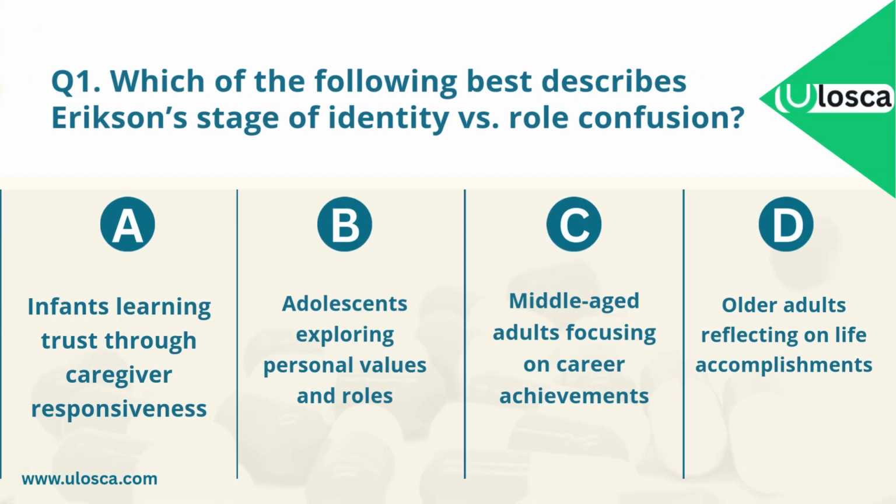Question 1. Which of the following best describes Erikson's stage of identity versus role confusion? A. Infants learning trust through caregiver responsiveness. B. Adolescents exploring personal values and roles. C. Middle-aged adults focusing on career achievements. D. Older adults reflecting on life accomplishments. Which one is the correct answer?